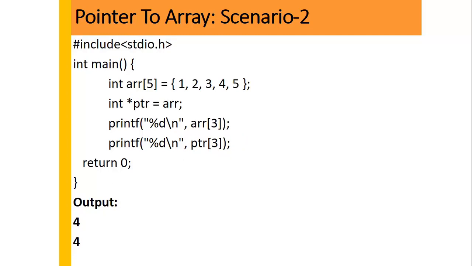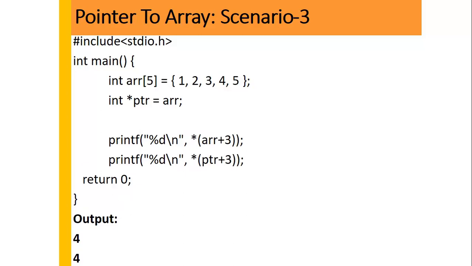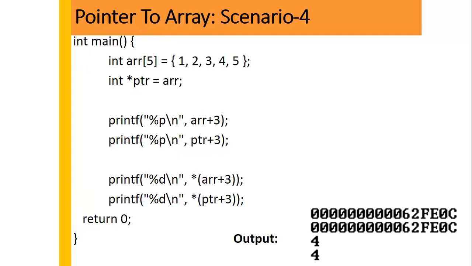If we go back to the previous scenario, just to show you, either we can write it this way, ARR[3], PTR[3], or we can write it as *(ARR + 3), that is the value at ARR plus 3, and *(PTR + 3), the value at PTR plus 3. It will give us the same output, that is the fourth element in the array, which is 4. Let's move to the next scenario.